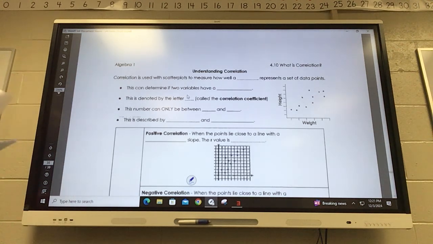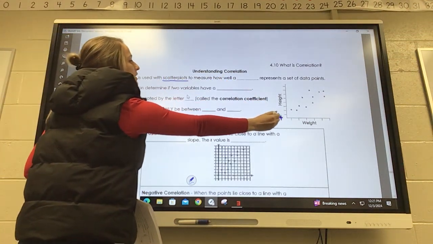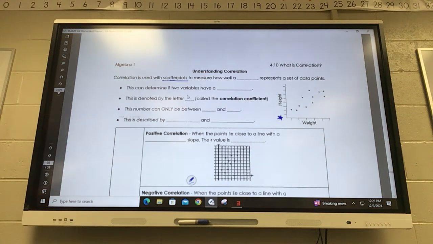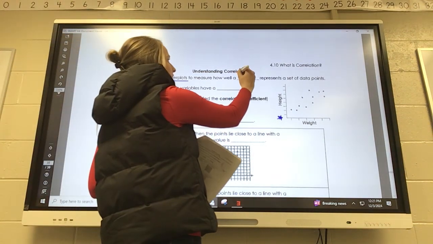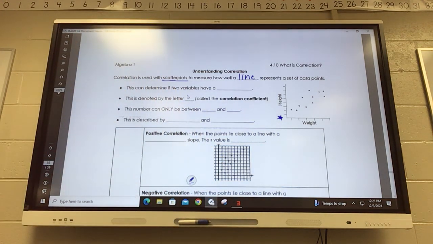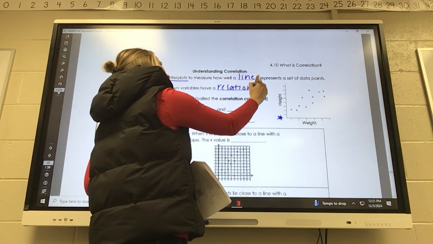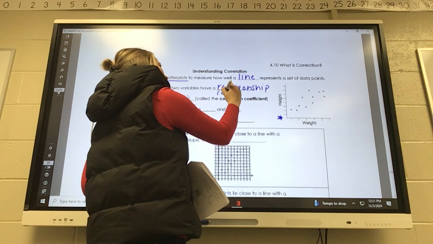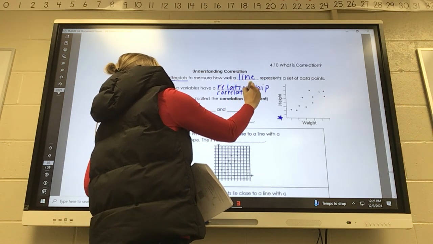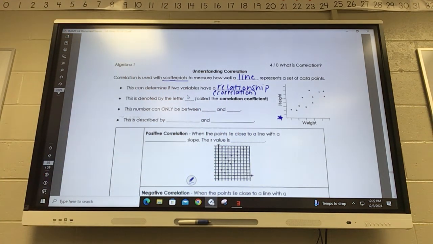So a correlation is used with scatter plots. Scatter plots are like those dot plots that you see right here, so not perfectly linear, just a bunch of dots, to measure how well a line represents a set of data points. And this can determine if those two variables do have a relationship or a correlation. So does one thing kind of affect the other? Does how tall you are affect your weight?